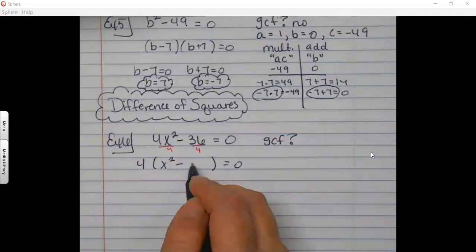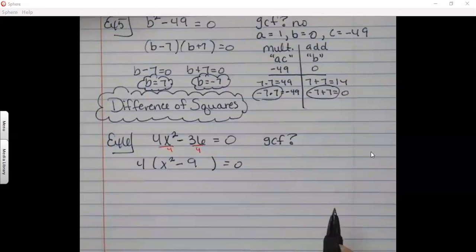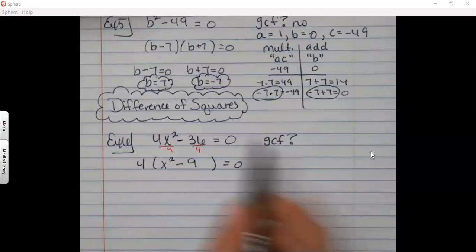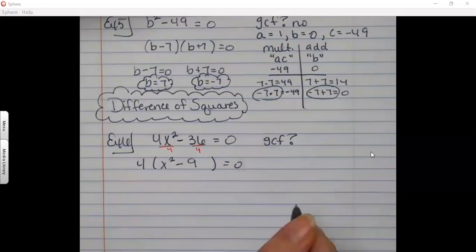9. Oh, wait a minute. X squared is a perfect square. Is 9 a perfect square? And there's a minus sign? Well, what's inside parentheses is also a difference of squares. Okay, great. So we can do a shortcut.